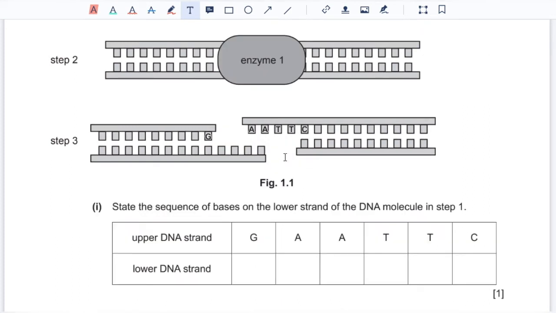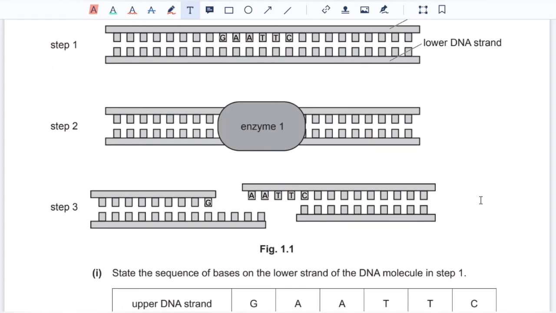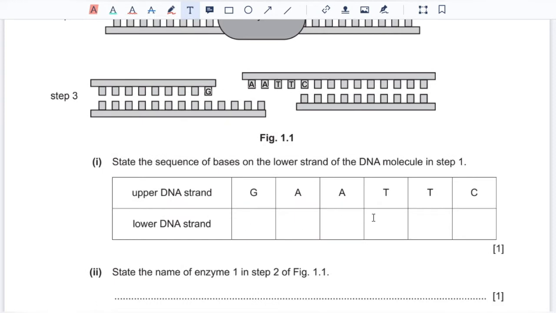1. State the sequence of bases on the lower strand of DNA molecule in step 1. So the lower strand of DNA would have bases that are complementary to these, and so those would be C, T, T, A, and G, as G and C are complementary and A and T are complementary bases in a DNA molecule.